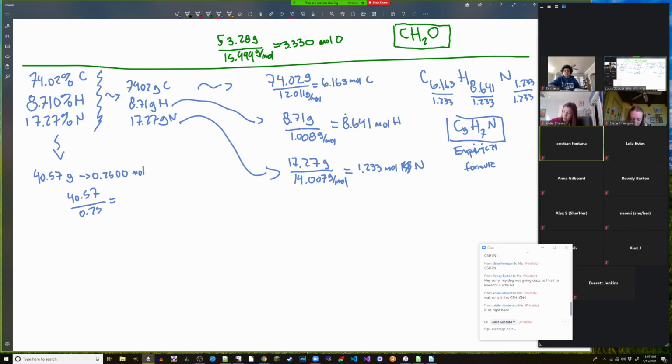40.57 over 0.25 is 162.28 grams per mole. Okay. So we have this extra information. Boy, I really made a mess of that. 162.28. Just to rewrite it so you guys can actually read it, 162.28.